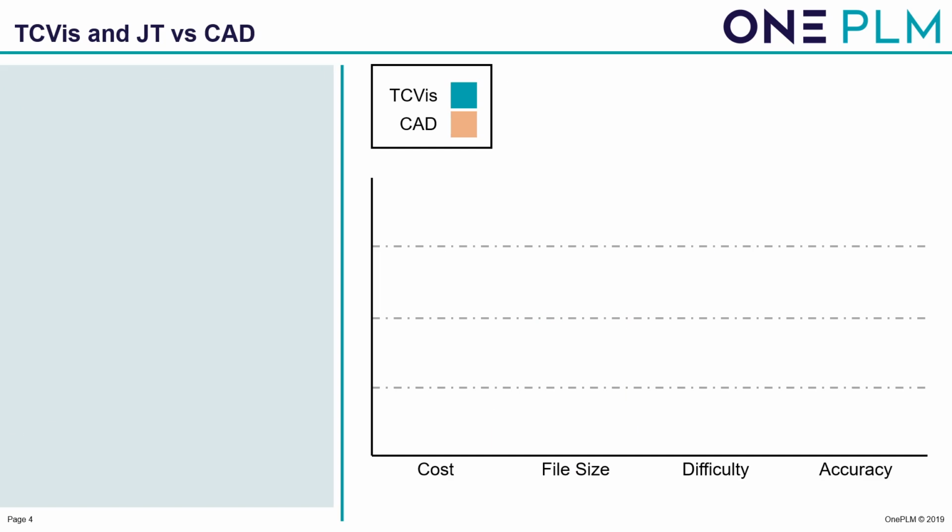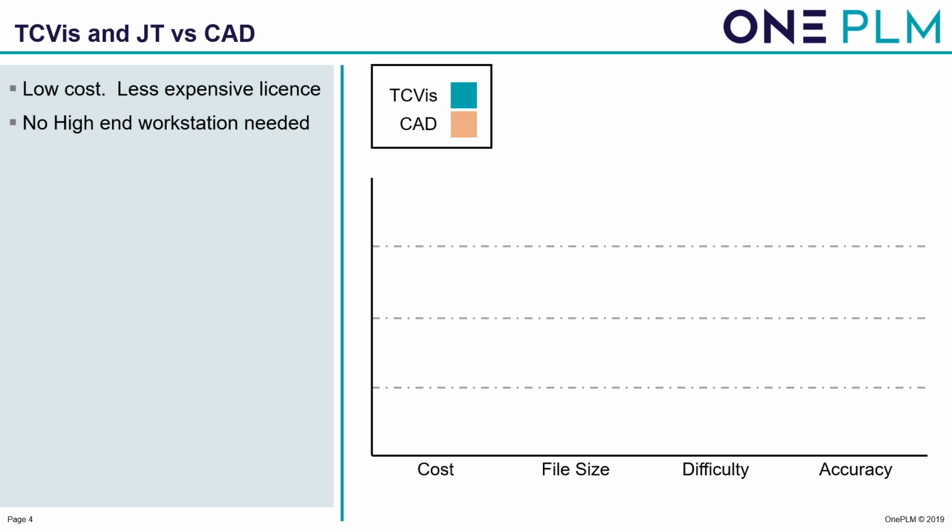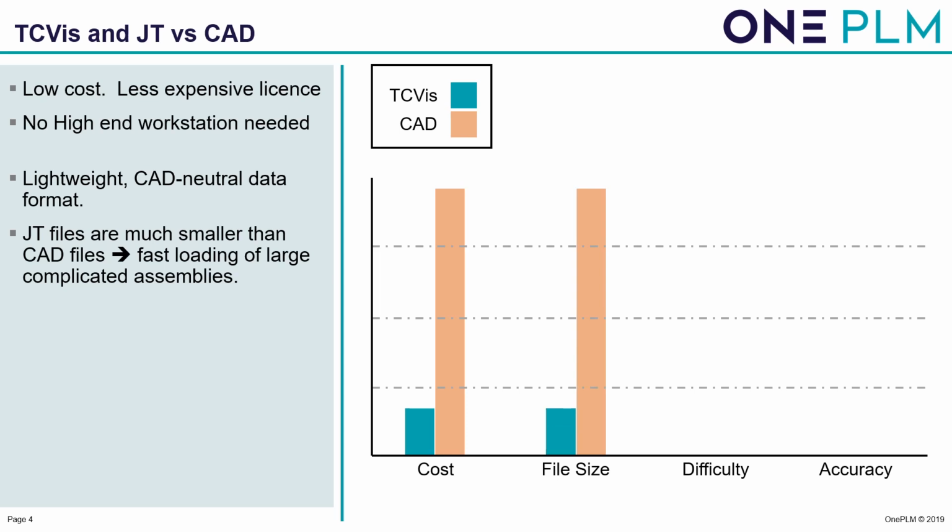So how does TCVis and JT compare to CAD, relatively speaking, in a non-design way? You don't need an expensive high-end workstation to run TCVis. In fact, you could use a mobile device, such as a tablet. And the cost of a visualization license is a fraction of a CAD license. JT files are smaller than CAD files, on the order of about 1/10 the size. This is because they don't contain the history of how the part was made. This means you can load a lot more data in a lot less time.